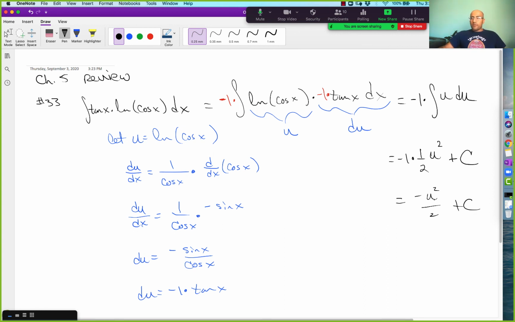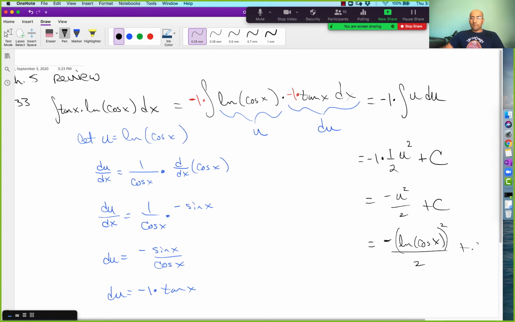And then, well, you know, nobody asked me about u. The original question was in terms of x. So it would be nice if we come back and replace that with negative, and then replacing the u gives you ln of cosine x squared. The whole thing was squared, all over 2 plus some constant, c. Good.